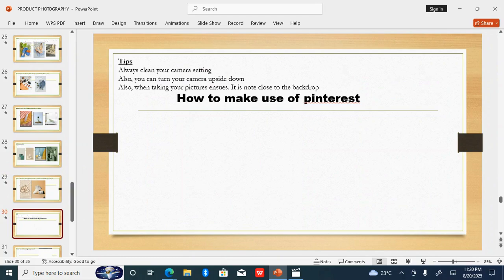Yes, I gave people in the class a prompt: product photography ideas for your niche. It can be jewelries, it can be bags, it can be cake, it can be food. Pinterest is compulsory. Go and download Pinterest. You will see different types of ideas, even videography ideas, there on Pinterest.